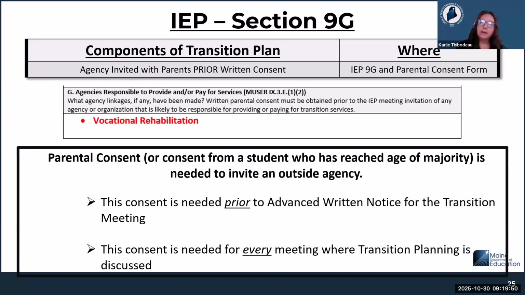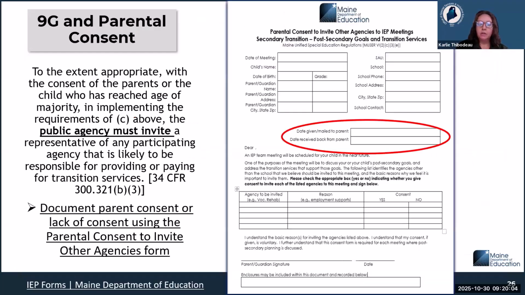So just remember that. If you check that box on the advanced written notice and there is an agency, you would need to go through this process. But regulation says you only have to do this at least annually. So the public agency must invite that representative.